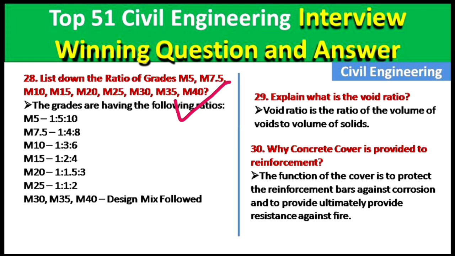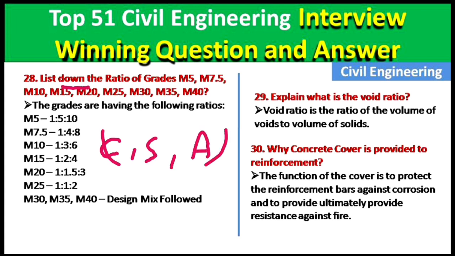Okay, so now point number 28 is, guys, this point is for the knowledge purpose of all civil engineers or site workers. Okay, so here it is given the different mix ratios of the different grades of concrete. Okay, mix ratio is the ratio of cement, sand and aggregate. Okay, so list down the ratio of grades of M5, M7.5, M10, M15, M20, M25, M30, M35 and M40 grade of concrete.